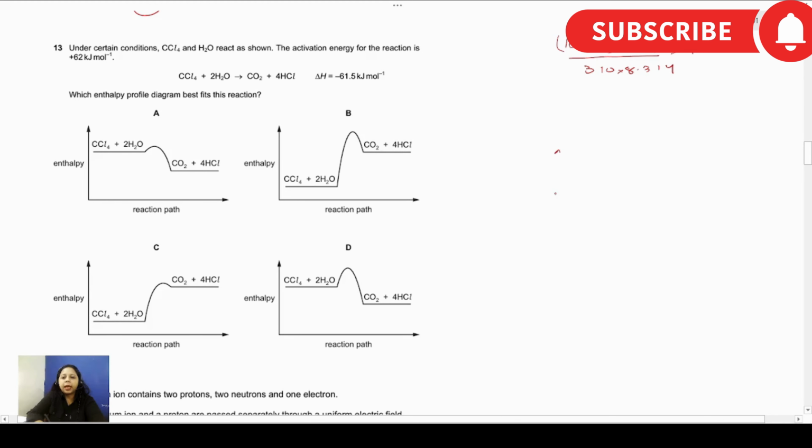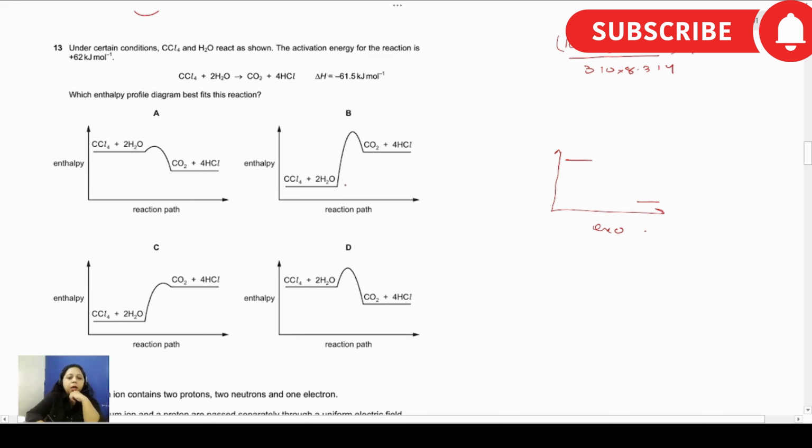When we talk about an exothermic reaction, the energy of the reactant is more compared to the energy of the product, because the energy is released in the form of heat. So overall the energy decreases. So it can be represented by A or D. Let's see which option is correct.